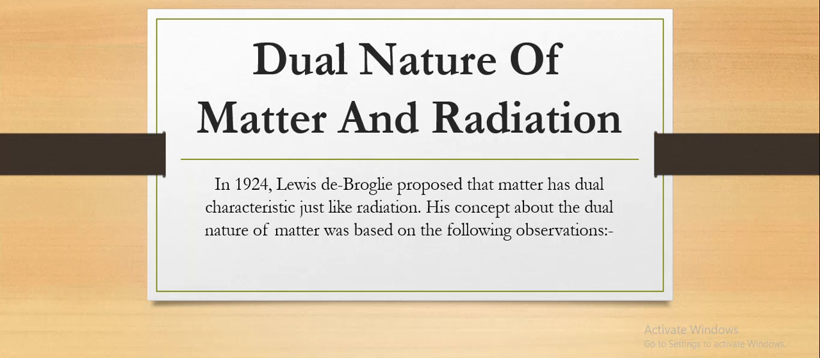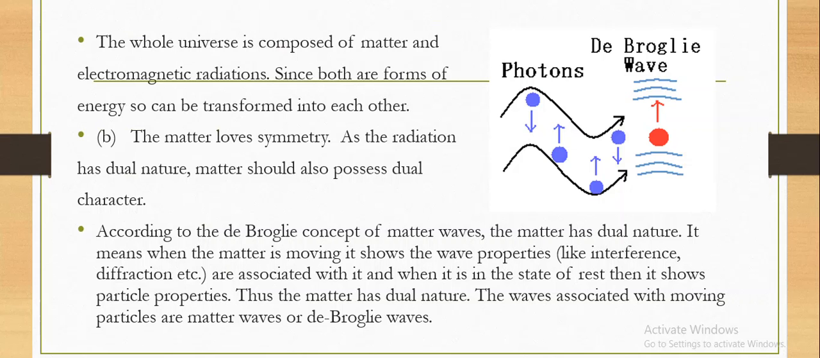His concept about the dual nature of matter was based on the following observations. The first is that the whole universe is composed of matter and electromagnetic radiations. Since both are forms of energy, they can be transformed into each other. The second one is that matter loves symmetry. As radiation has dual nature, matter should also possess dual character.